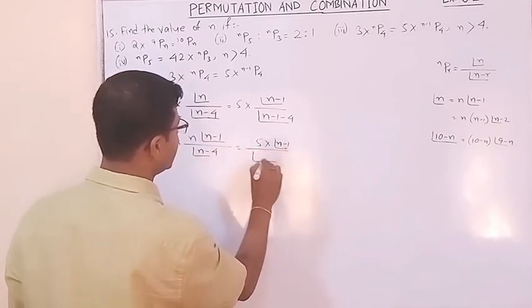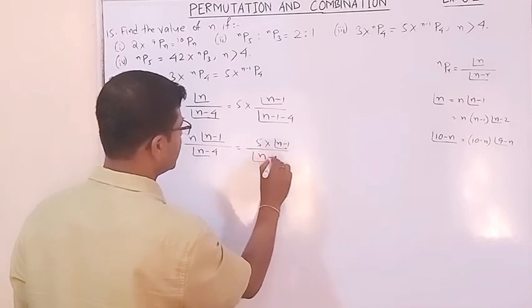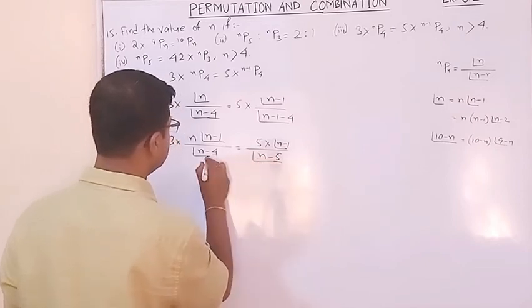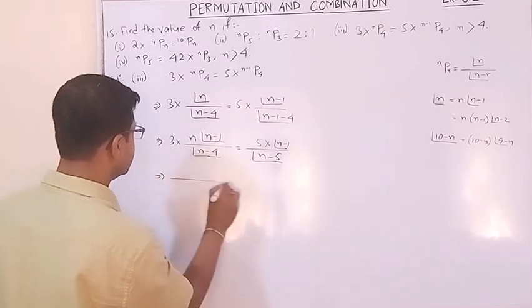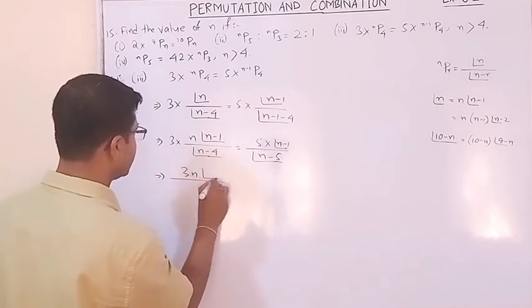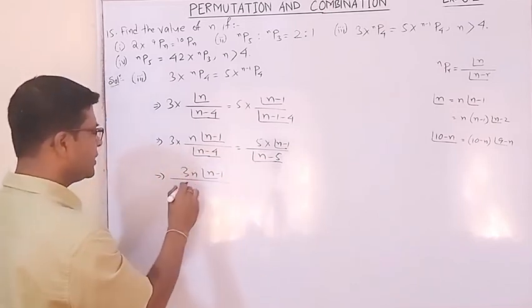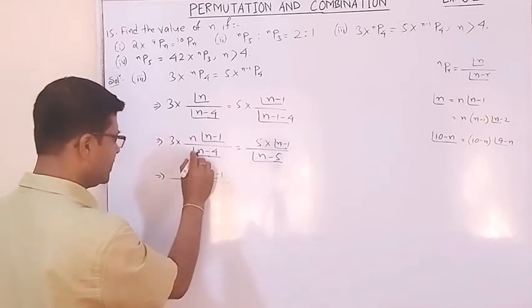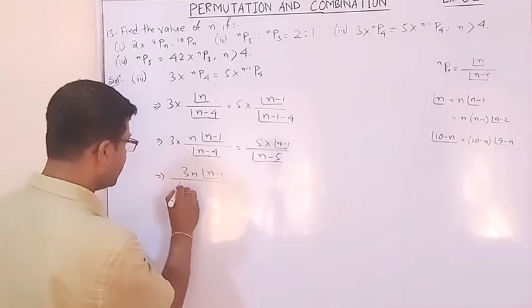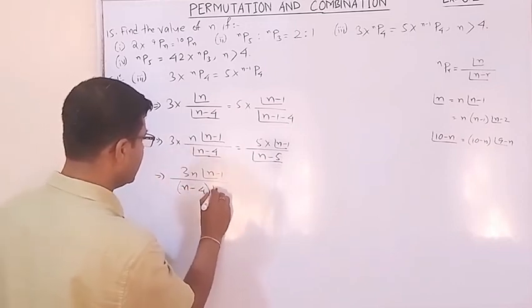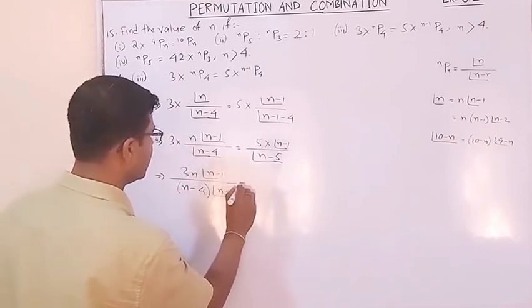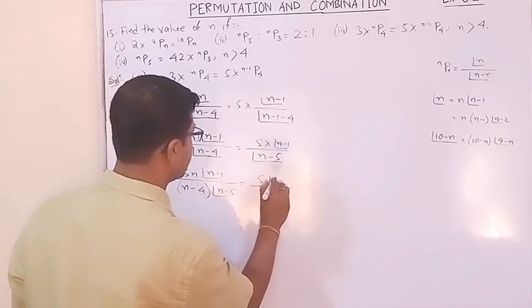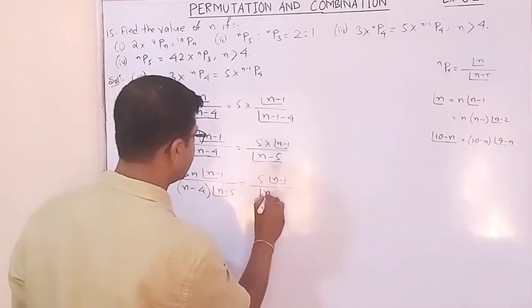This is minus 1 minus 4 minus 5. Is it okay? Now you see, this is very simple. 3n factorial n minus 1. This n minus 4. Between n minus 4 and n minus 5, which is greater? This is greater. So this can be written as n minus 4 and factorial n minus 5. 5 factorial n minus 1 factorial n minus 5.